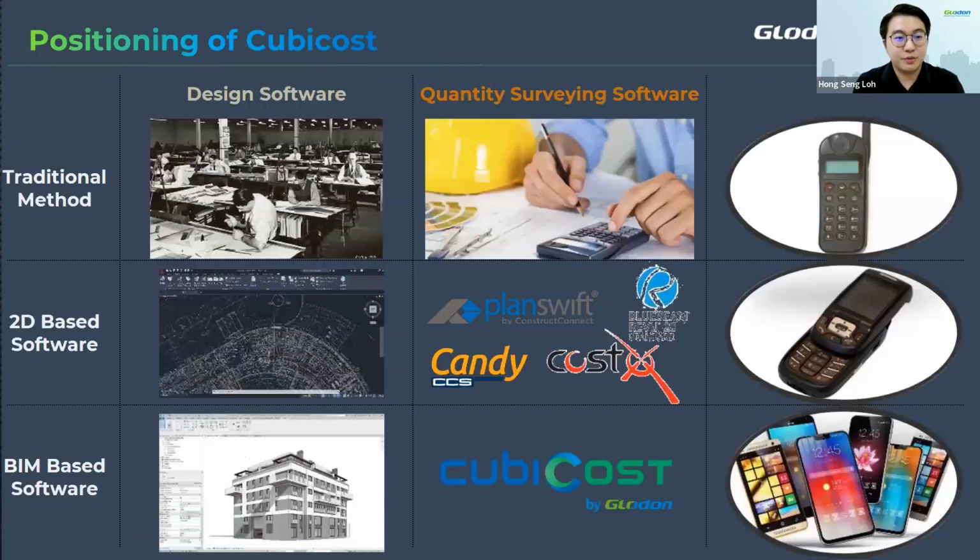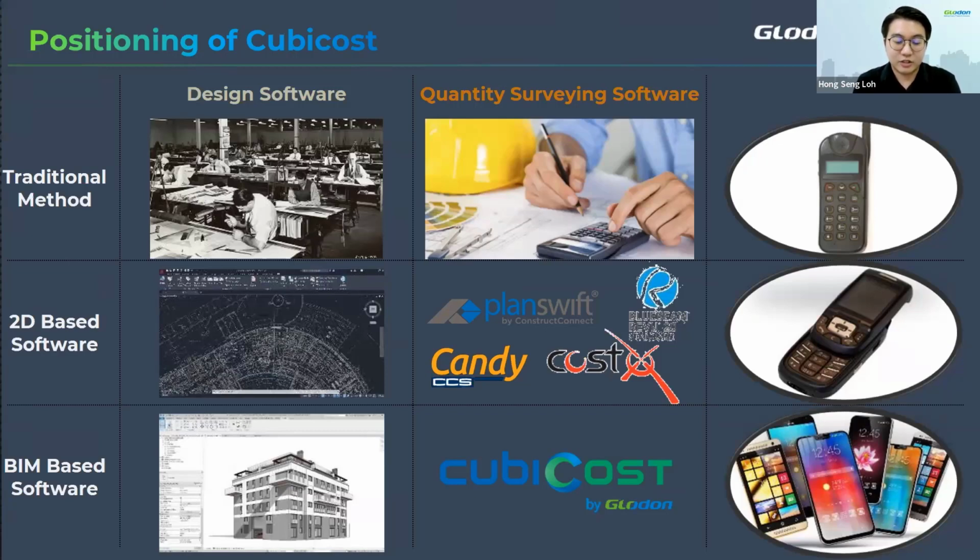Then I will give an example of the position of Cubicost. I'll be using the mobile phone as the example to compare. As we know, the oldest mobile phone could only make calls. Just like the traditional method, we use a measurement ruler, then a calculator, measure things out one by one, and write them down on paper. Then, when the next one came, the old mobile phone could start to text, and of course you could call, perhaps play some mini games. So it's just like 2D software.